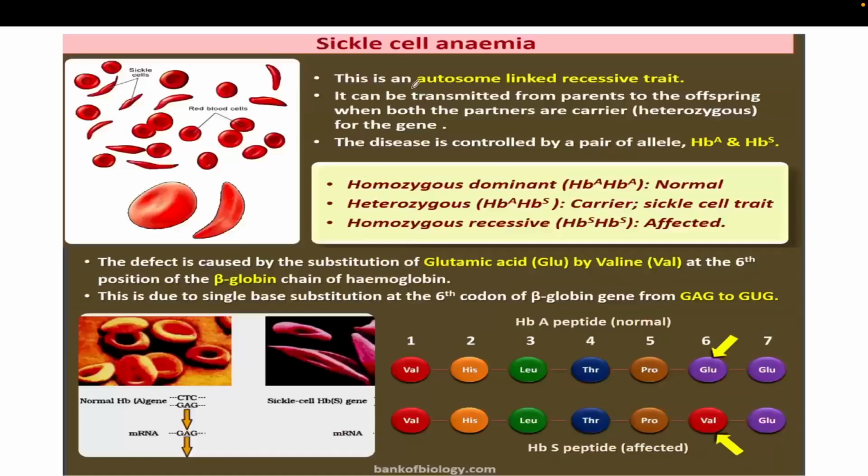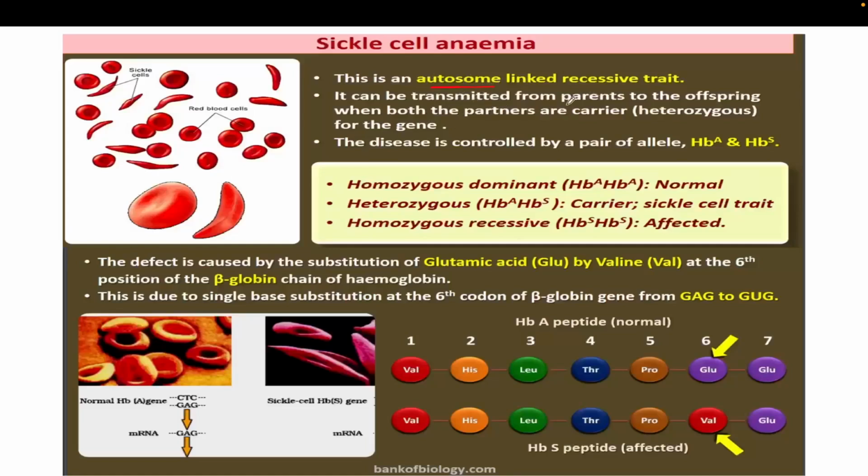Then sickle cell anemia is an autosomal linked recessive trait. It is autosomal. Previously, what we have seen is the sex linked recessive one.